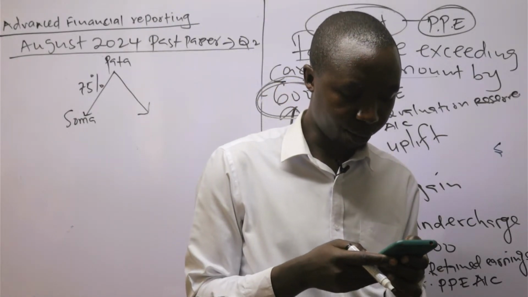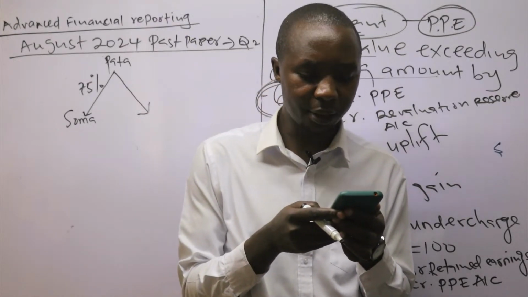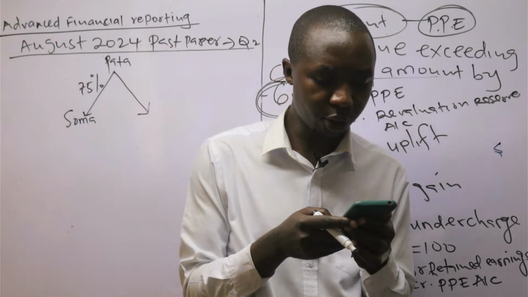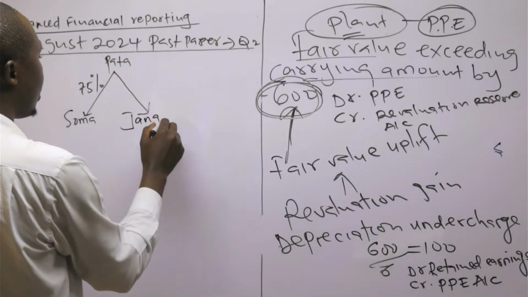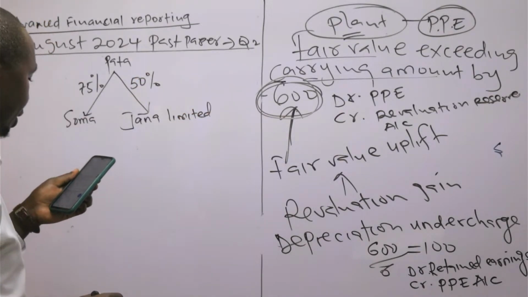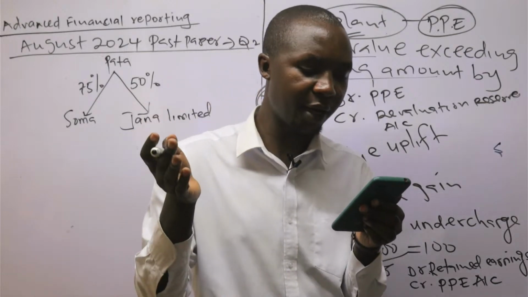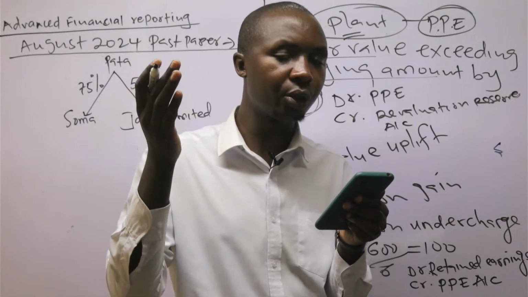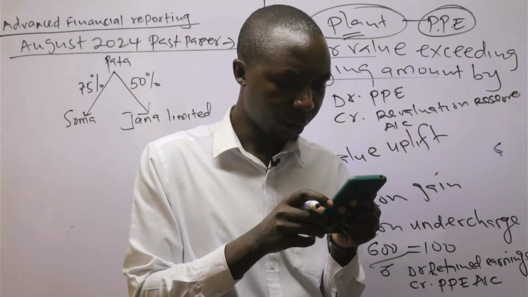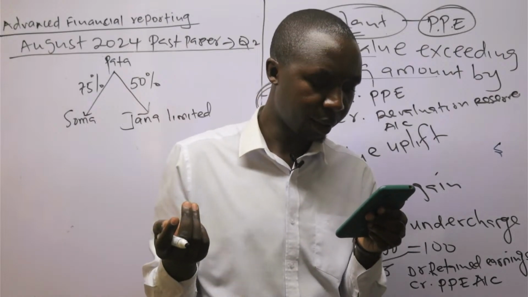So let's move to additional information number 2. On 1st January 2022, Pata Limited entered into a joint arrangement with another entity to establish joint control over net assets and operations of Jana Limited. So it went ahead to acquire another joint venture at 50%. Pata Limited acquired 50% of the ordinary shares of Jana Limited for a cash consideration of 700 million, when the retained earnings of Jana Limited amounted to 1,300. Pata Limited equity accounted for its share of interest in Jana Limited in line with International Accounting Standards 28, investment in associates and joint ventures.